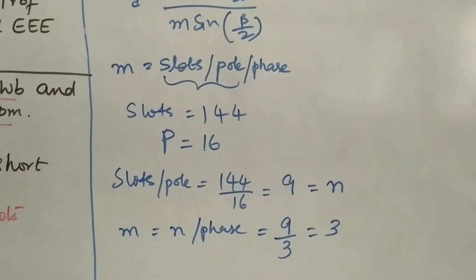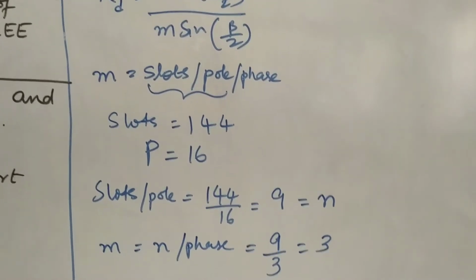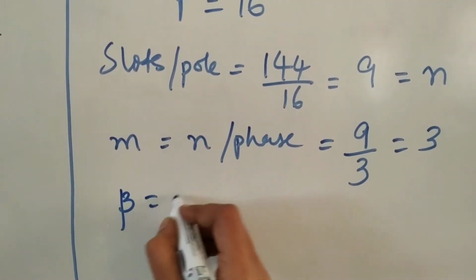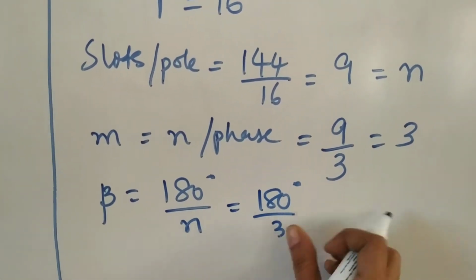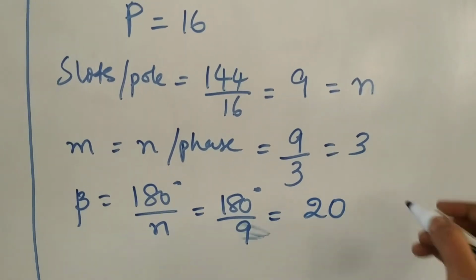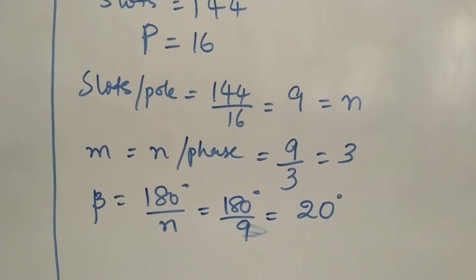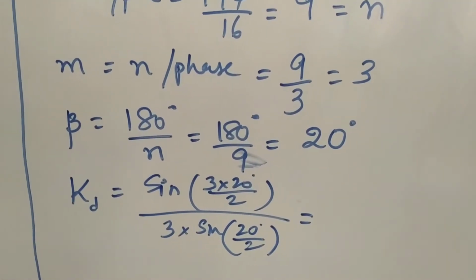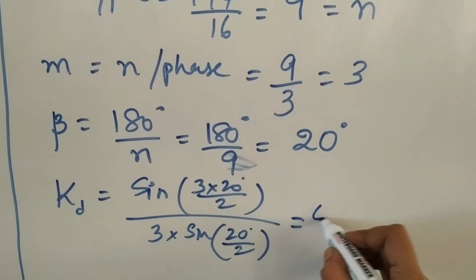Then we need to find beta. Beta is given by the formula 180 degrees divided by n. So it is 180 degrees divided by 9, since n is 9, which results in 20 degrees. Now let us solve Kd by substituting the values of m and beta. After substituting the values, we get an answer of 0.9597.